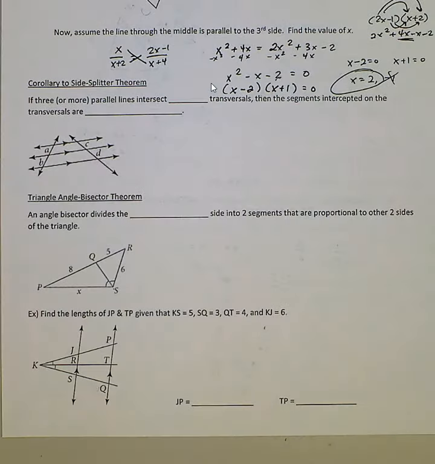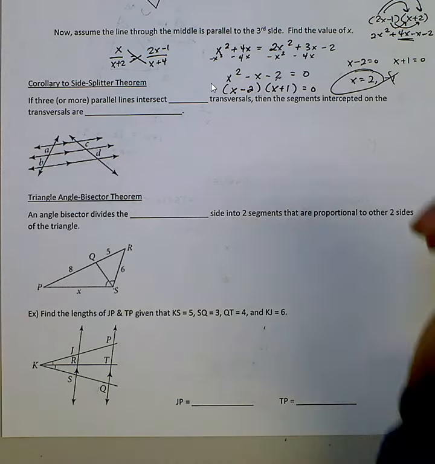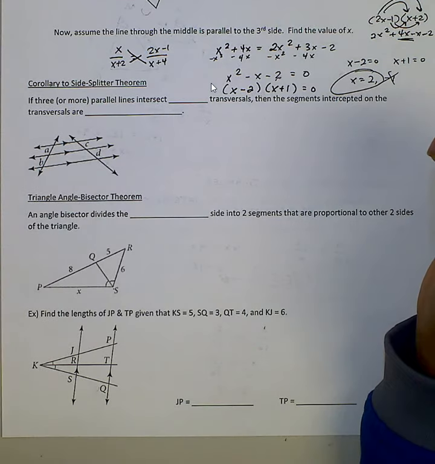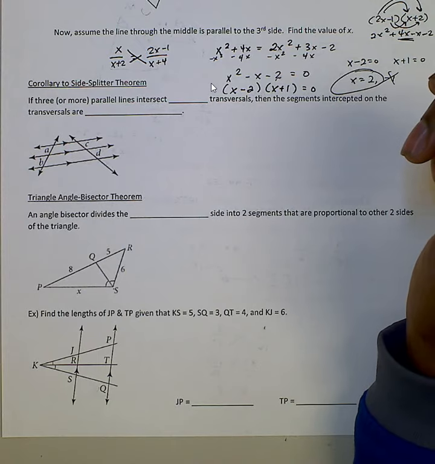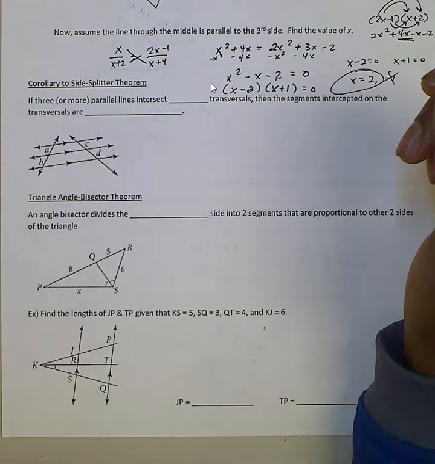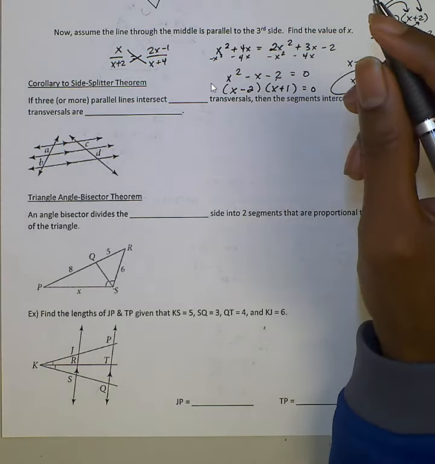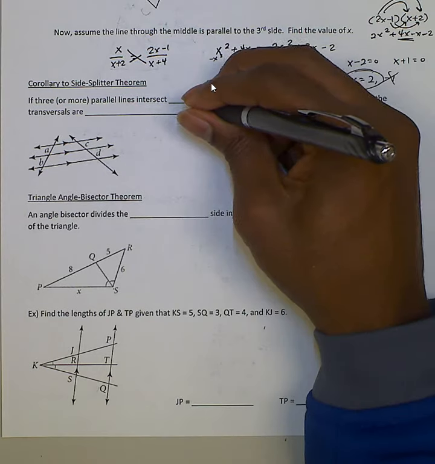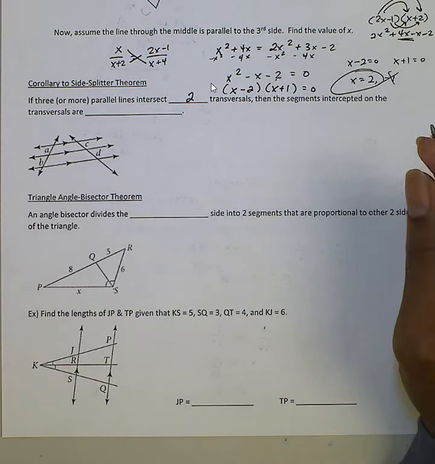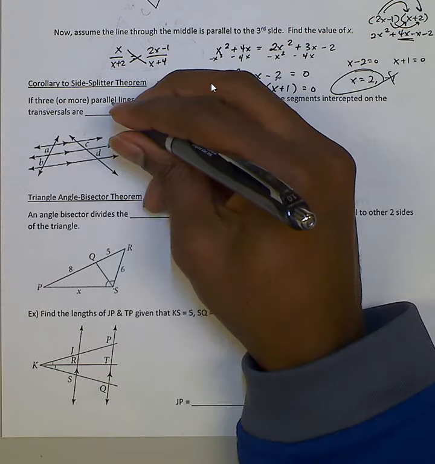Alright, let's look at a corollary to the side splitter theorem, and it says if three or more parallel lines intersect two transversals, then the segments intercepted on the transversals are proportional.